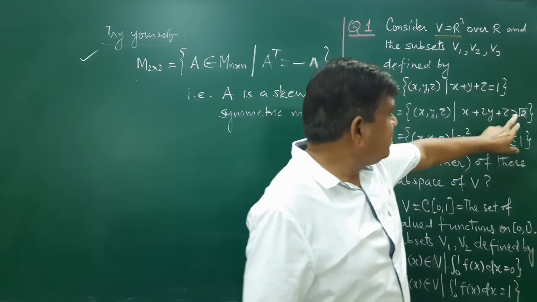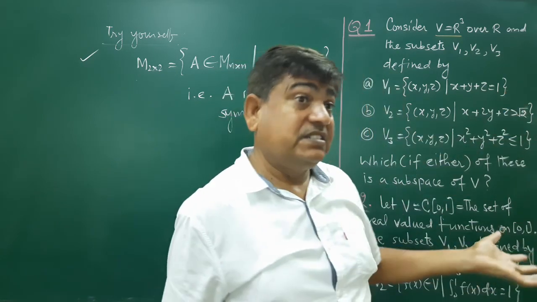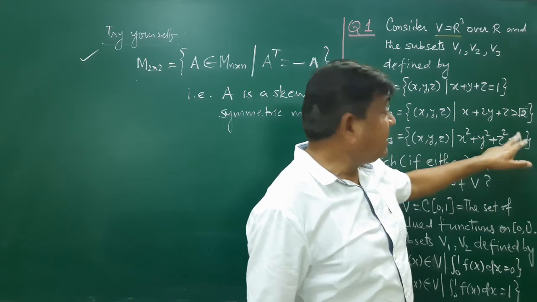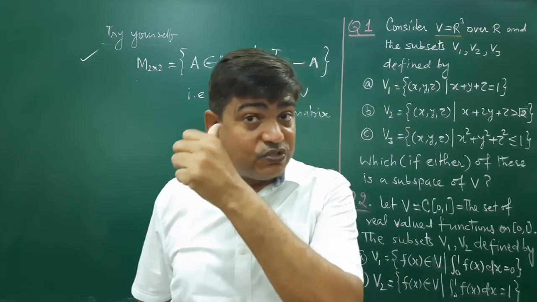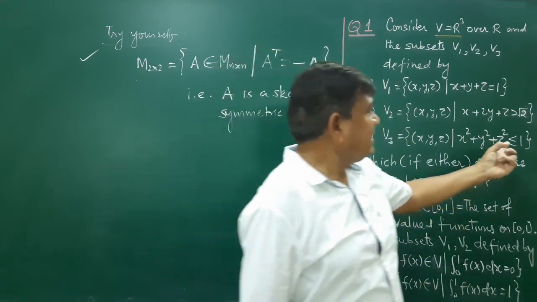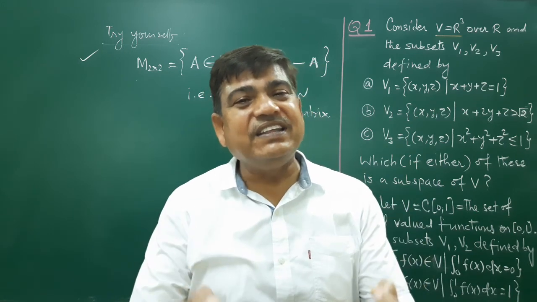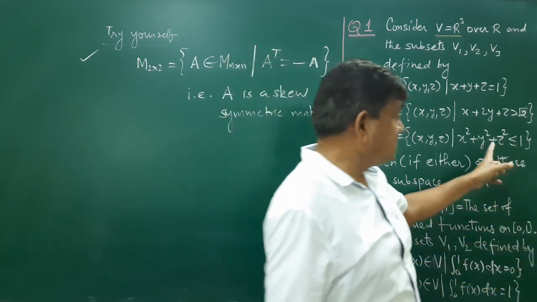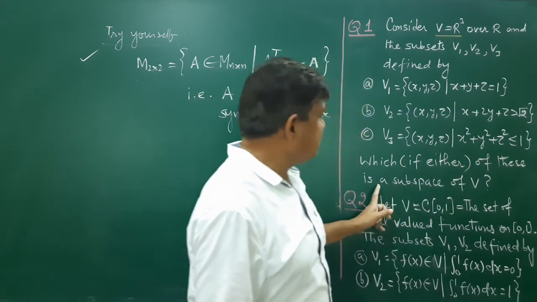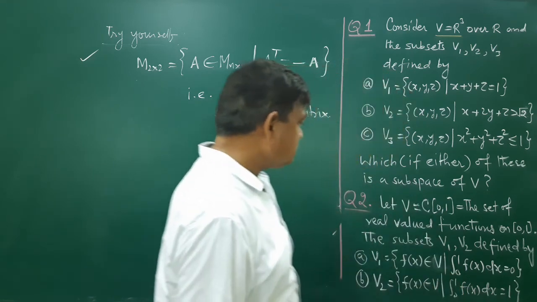If the sign is equality, then it is the equation of a plane. If the sign is equal, then x square plus y square plus z square equals 1, that is the equation of the sphere surface. But it is less than or equal to, that means the whole surface and every interior point of this sphere. Which of these is a subspace of V? This you have to prove.